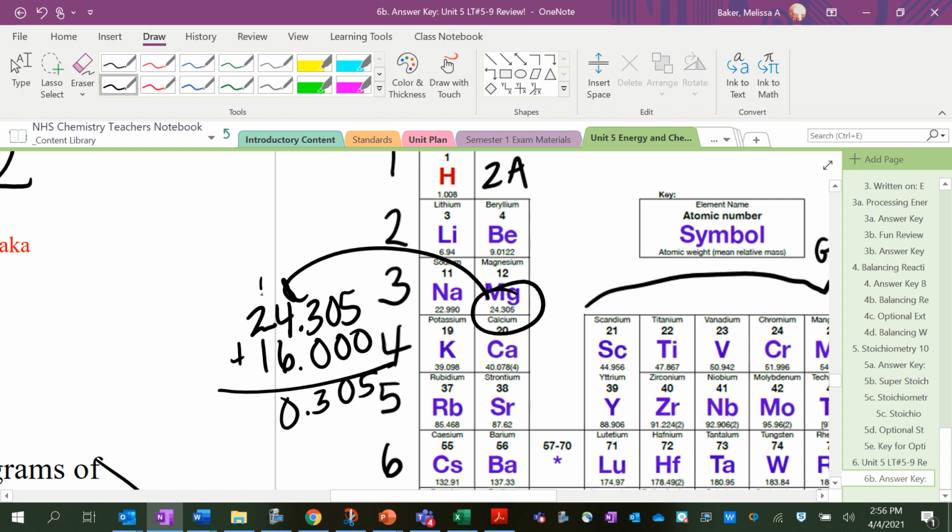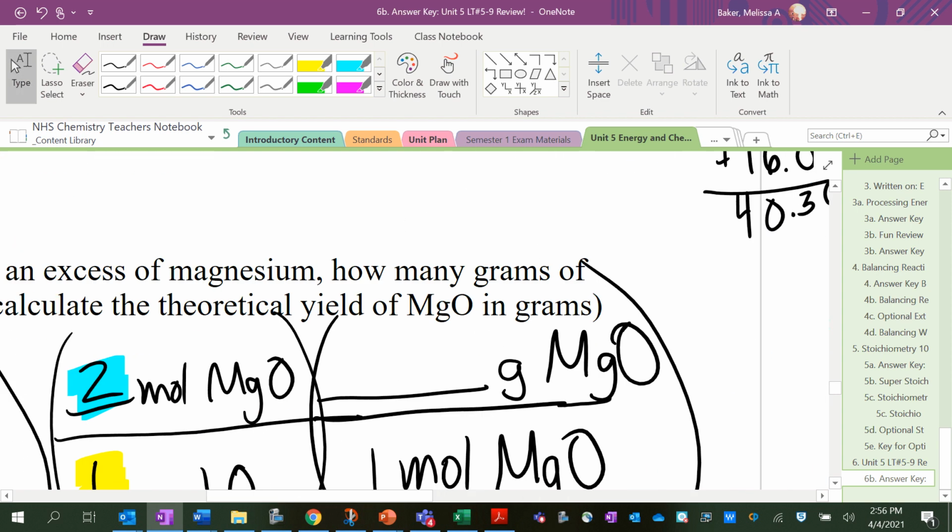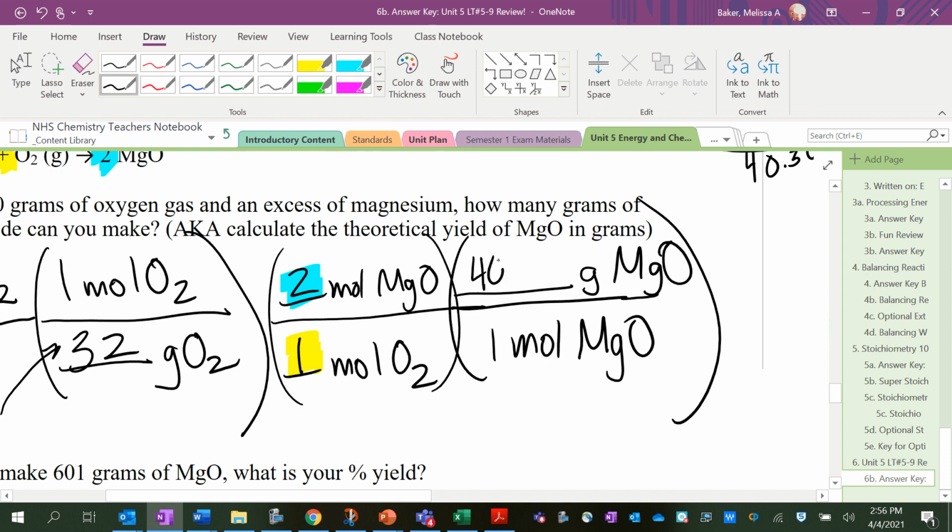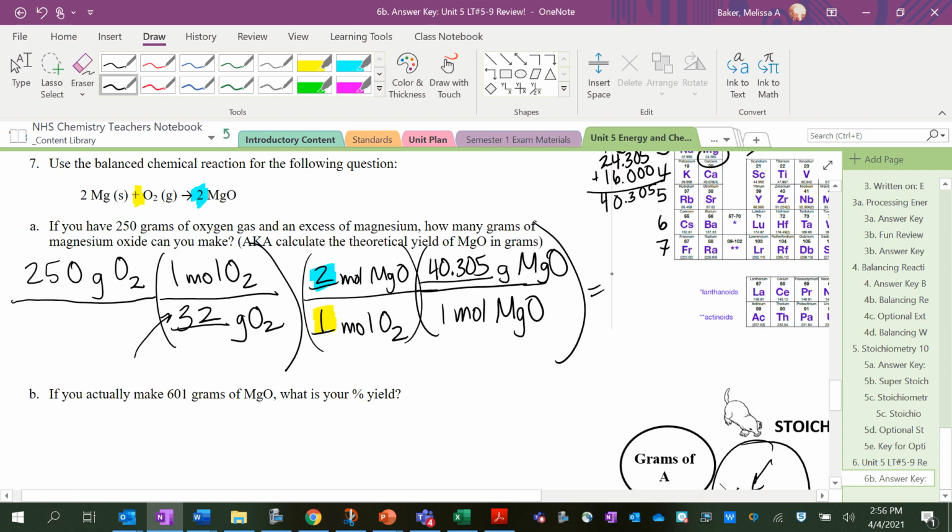So 40.305. And I multiply everything across the top. So in my phone right now, I'm doing 250 times 2 times 40.305, and I'm dividing by 32, and I'm getting 629.8 grams of MgO. You can round to 1 or 2 decimals, that's fine.